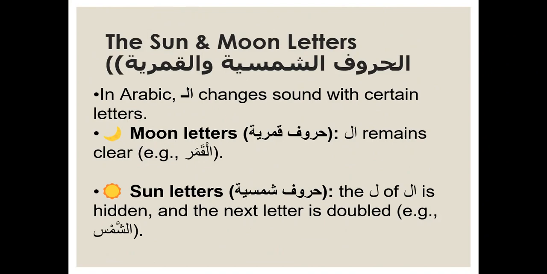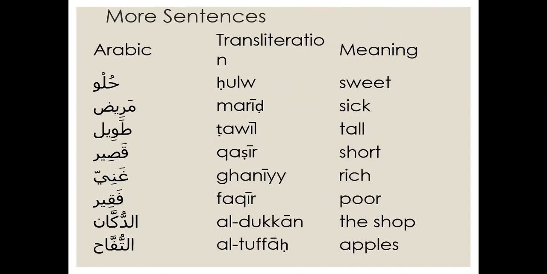This is the continuation of lesson 3. Under this, I will revise these words and opposites, and then we take the huruf al-shamsiyya and huruf al-qamariyya. We have hulwun, sweet. Whenever you want to say something is sweet, you say hulwun. We have maridun, sick. We have tawilun, tall.